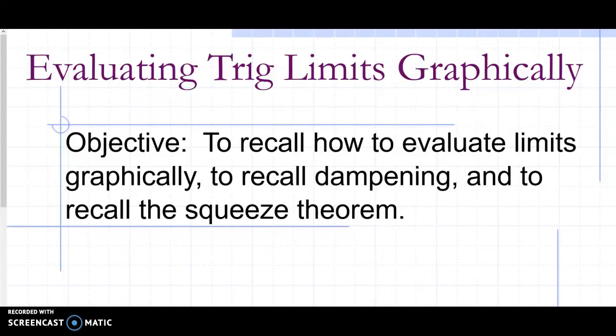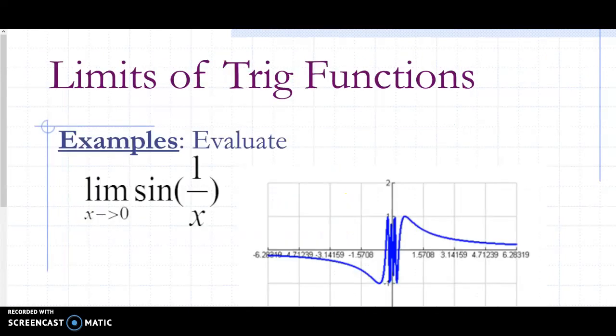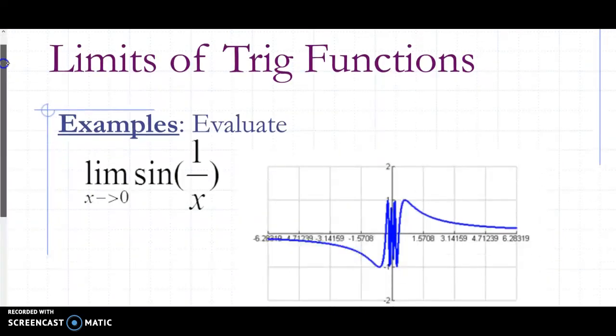So before we can start talking about trig derivatives, we're going to talk about trig limits, okay? So for this video, we're going to talk about how to evaluate them graphically, okay? So this will be a more visual, obviously graphical, and we are going to recall what dampening means and the squeeze theorem. So hopefully those are ringing a bell in your head right now. Okay, so limits of trig functions.